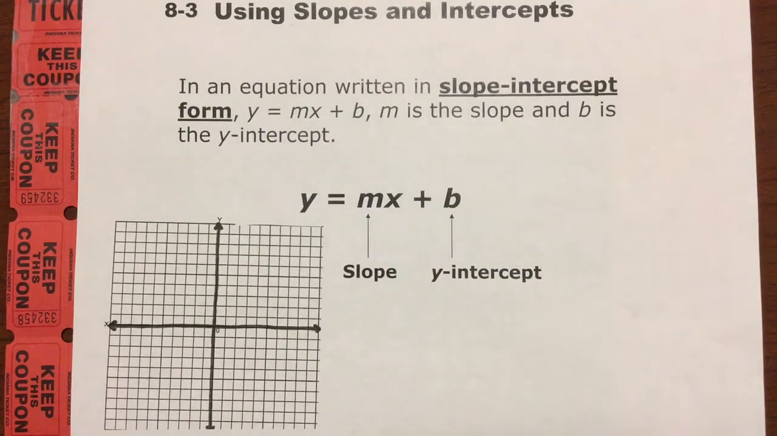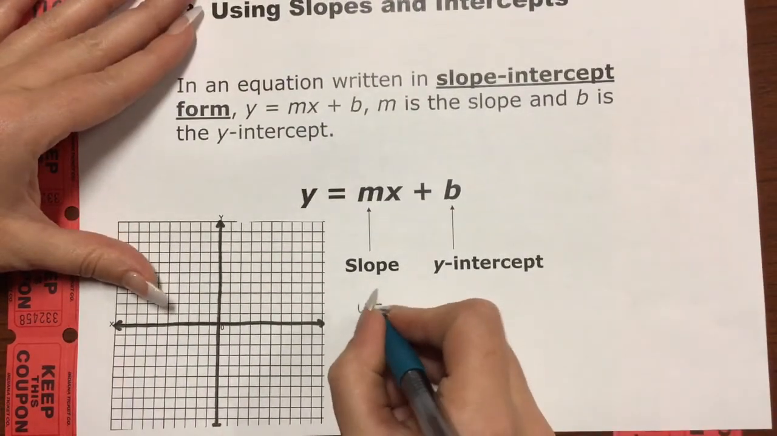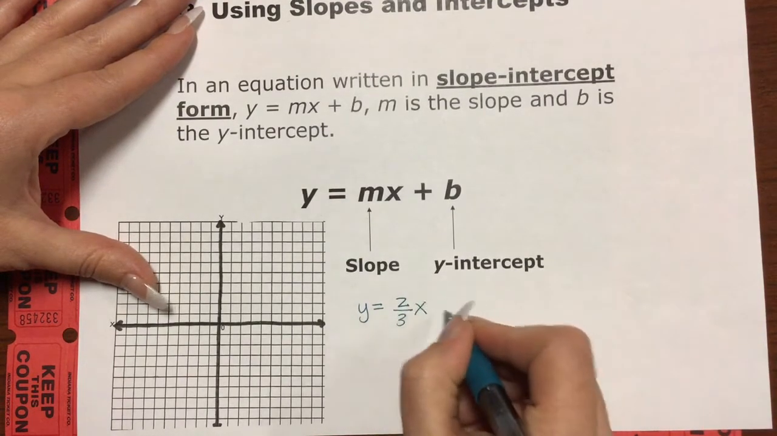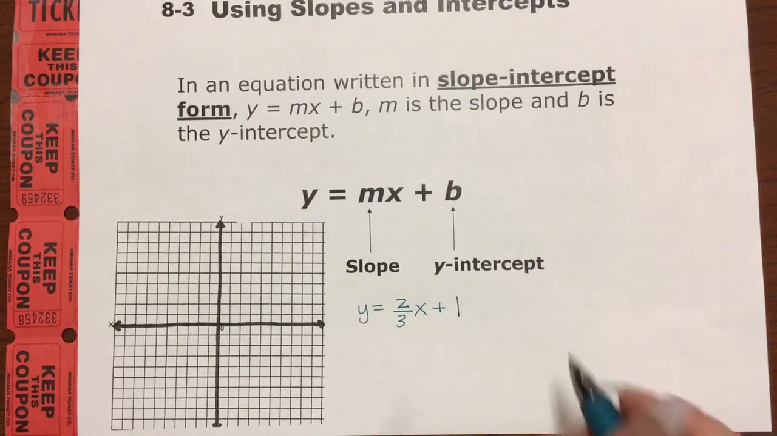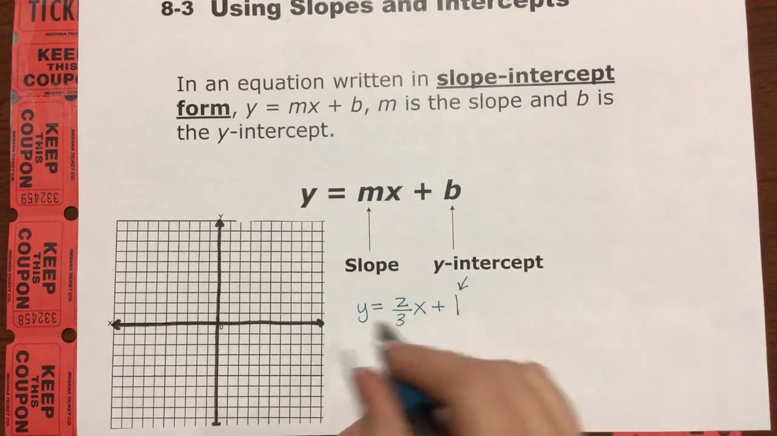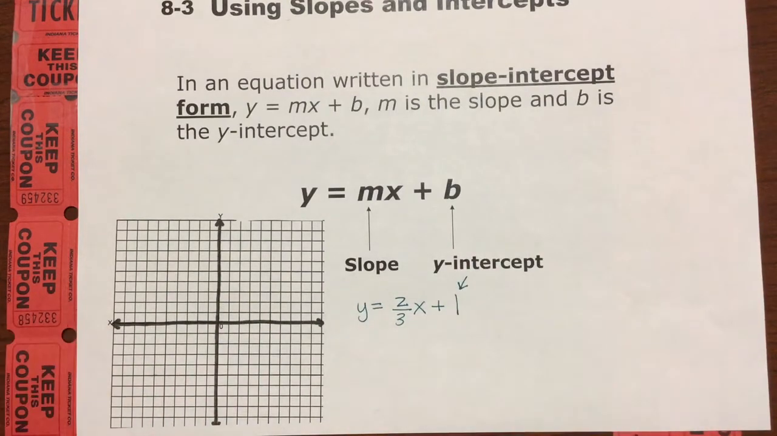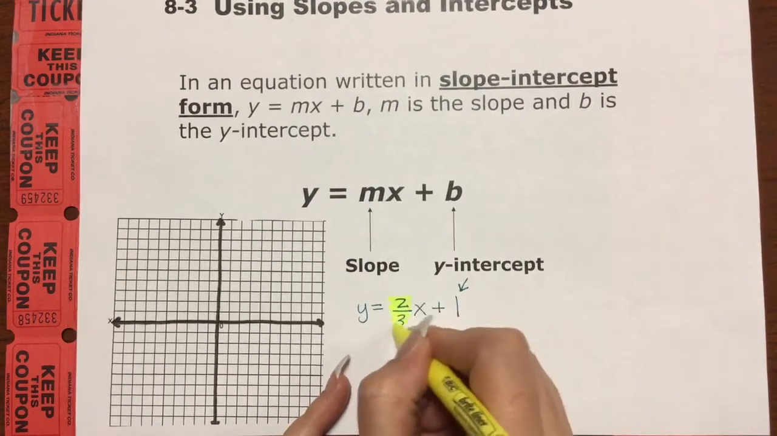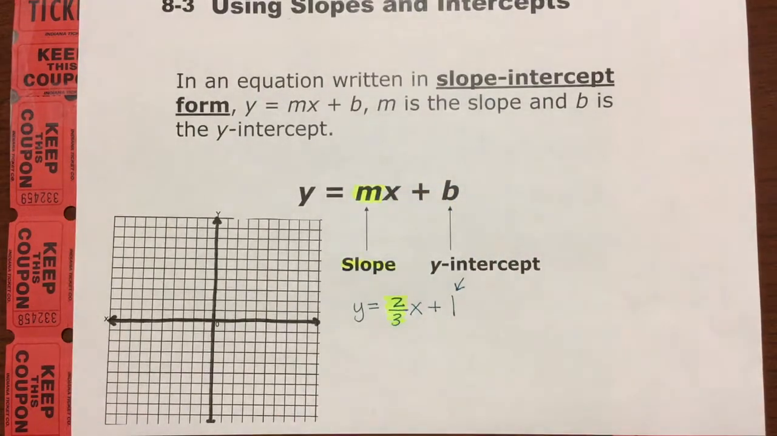So if we had an equation like this, let's just say y equals 2/3 x plus 1, all right? This number 1 on the outside, that is the y-intercept. That is where this graph intercepts the y-axis. This number right here, 2/3, the number that is touching the x or multiplied by the x, that is the slope, and that is m, okay?